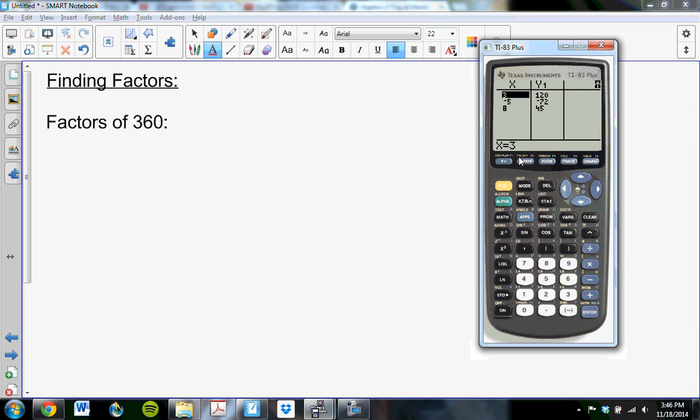And this is where it's actually nice to have this on auto instead of ask. If I take the window and do second window to put my table set and put it on auto, now I can see that 360 divided by negative 4 is negative 90, 360 divided by negative 3 is negative 120. I can find all these factors, so I know that 360 can't divide by 7 to a whole number, and 360 can't divide by 11 to a whole number, so you can find all your factors this way.